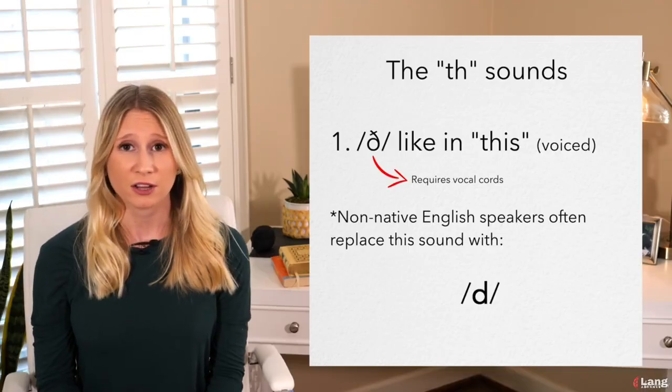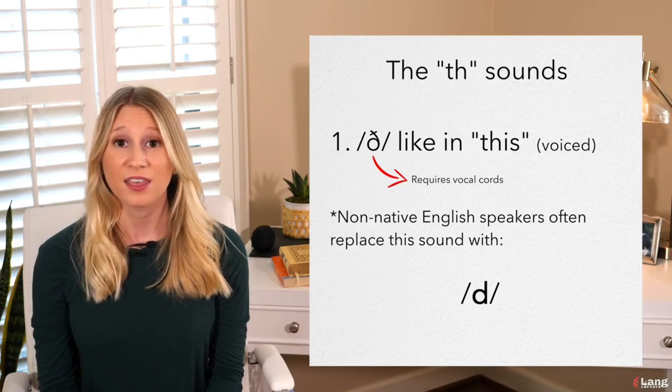D. Once again, as you can see, the D sound does not require the tongue to come through the teeth, and the voiced TH sound does. So if your tongue is not poking out between your teeth, you're not saying this sound right. You may hear a non-native English speaker say dis instead of this, or dat instead of that.